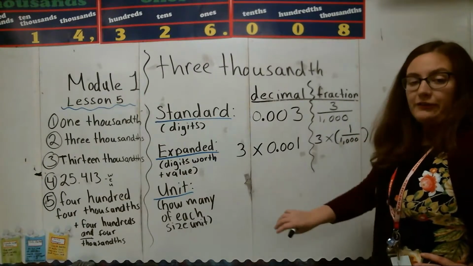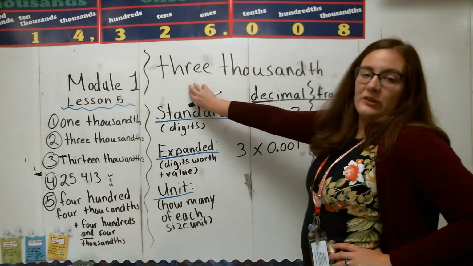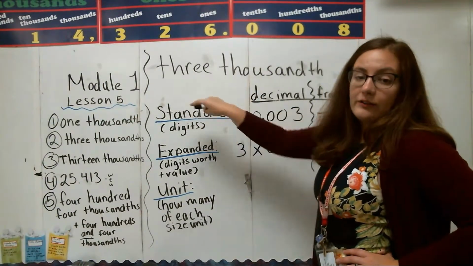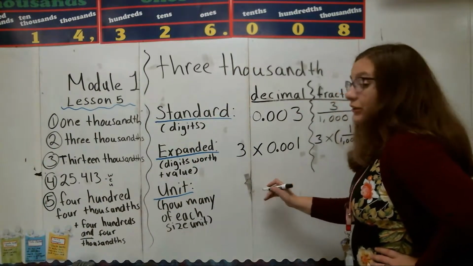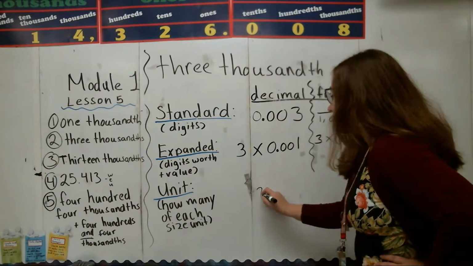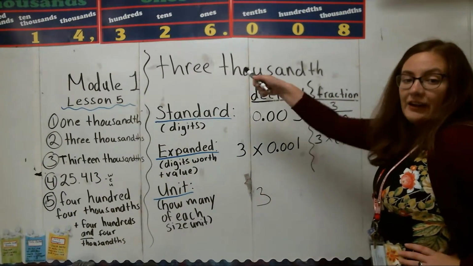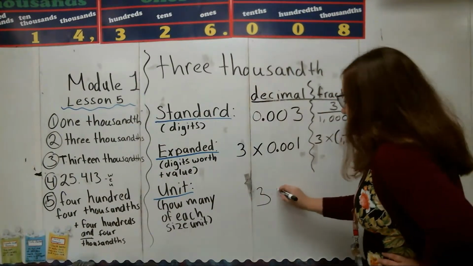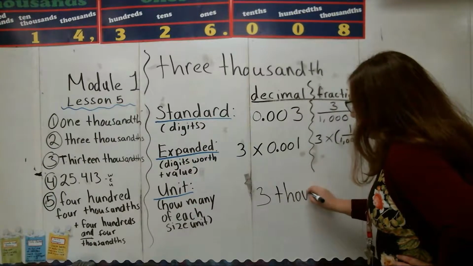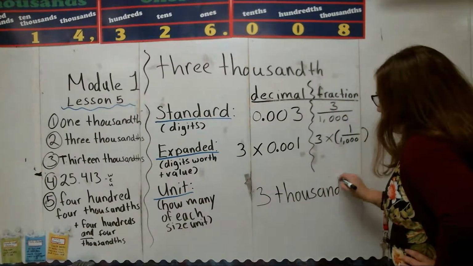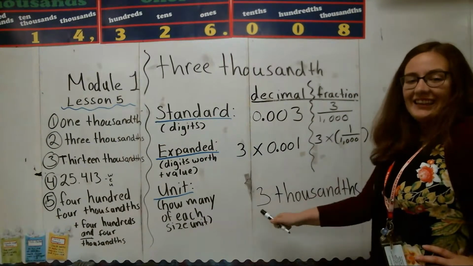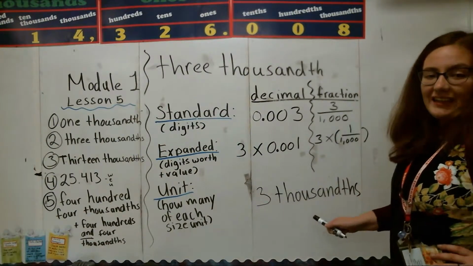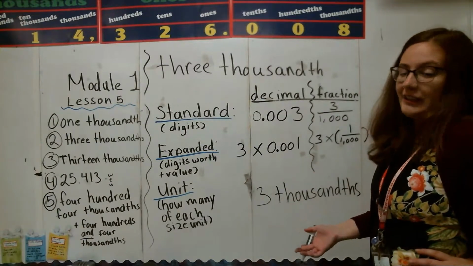Now for the unit form, remember this is almost similar to my word form, except I want a numeral out in front. So since I have 3,000ths, I will write the numeral 3, and then I'll write the unit, which is thousandths. So we have 3,000ths. That's a long word to write. We have 3,000ths, and that is how I would say this and write this in unit form.